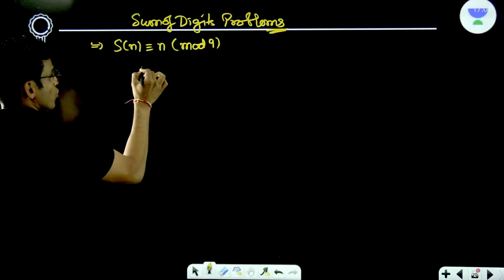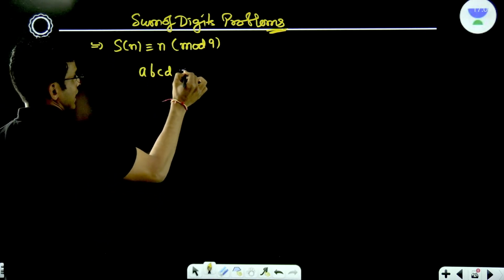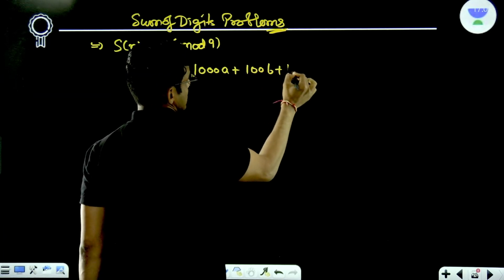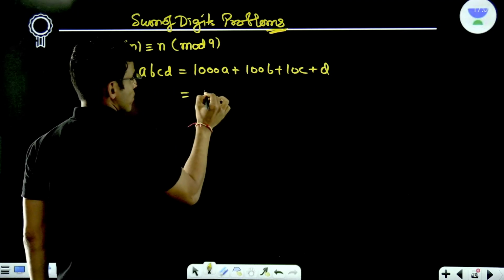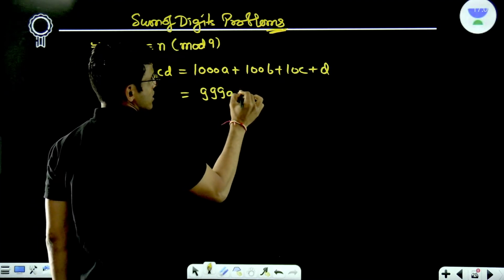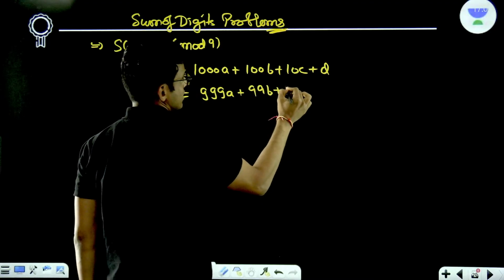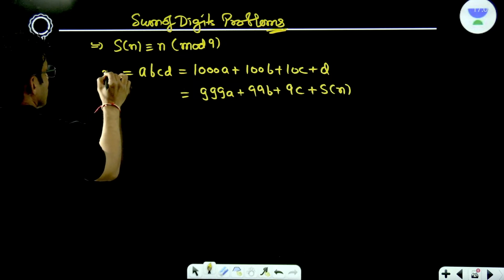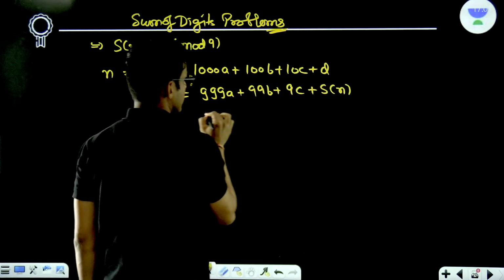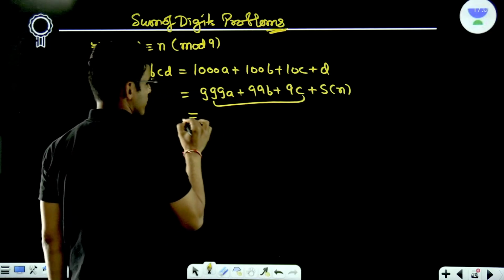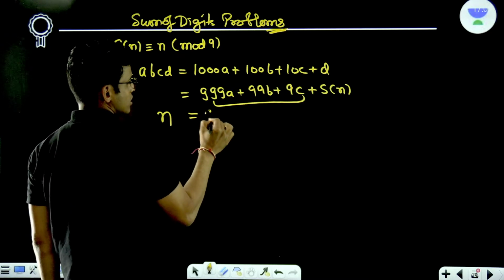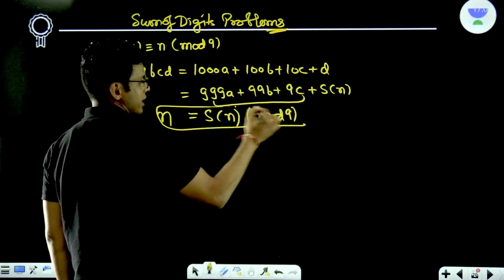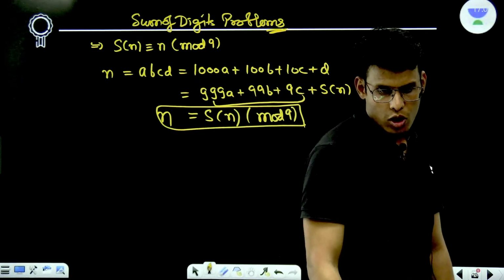Let's see the proof of it for a 4-digit number. Can I write this 4-digit number as 1000A plus 100B plus 10C plus D? Now simply isolate the sum of digits. Can you see that the rest is divisible by 9? Can I say that n is congruent to S(n) mod 9?